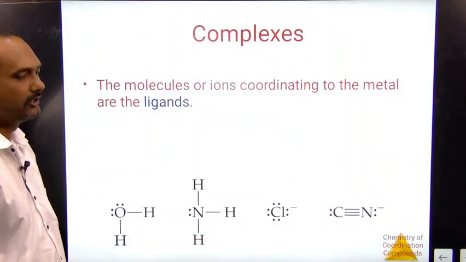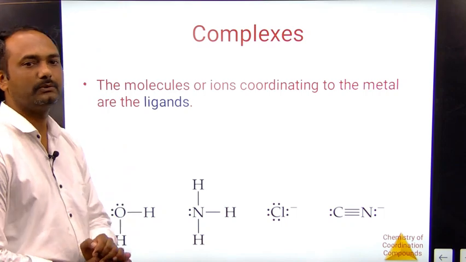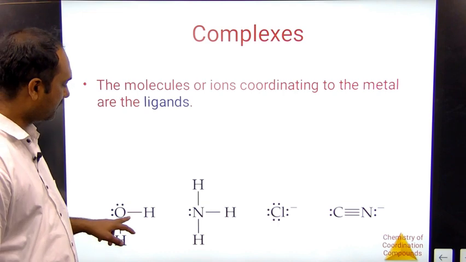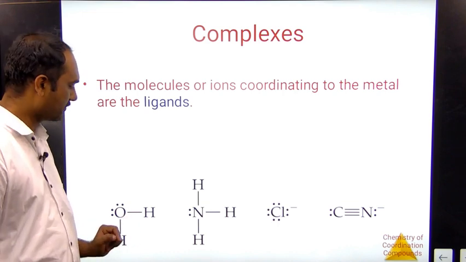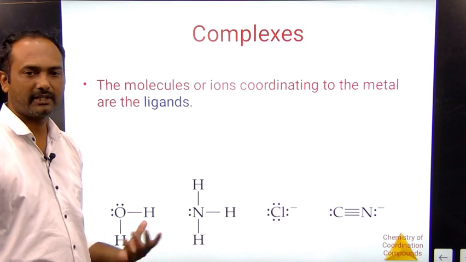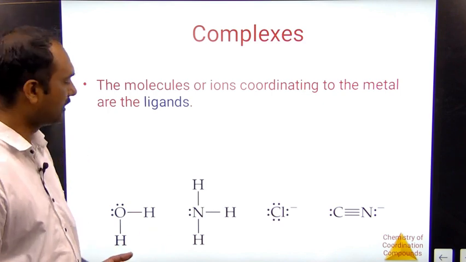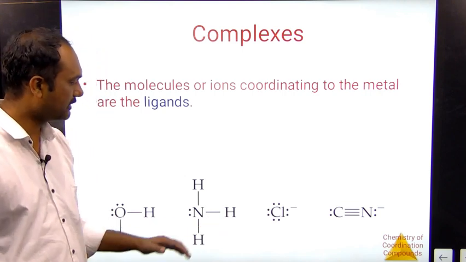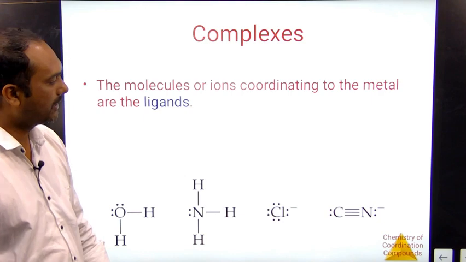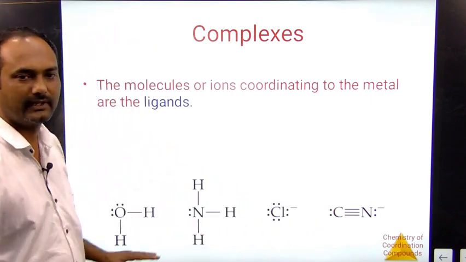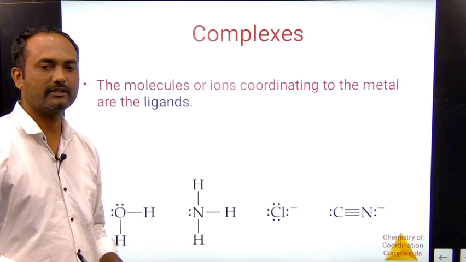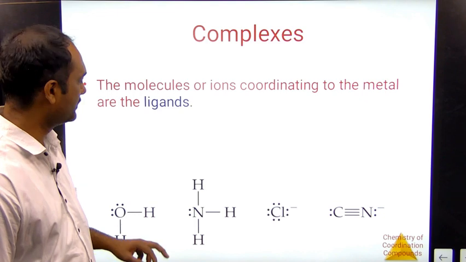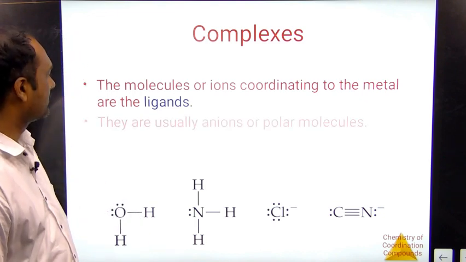So molecules or ions coordinating to the metal atom are called ligands. Here we can have some examples of ligands. First we have H2O, which may get coordinated or attached to the central metal atom and will play the role of ligand. Next is NH3, that is ammonia, then chlorine, and then cyanide. These are a few examples of ligands which get attached to the central metal atom in complex formation, and in this way a complex gets formed.